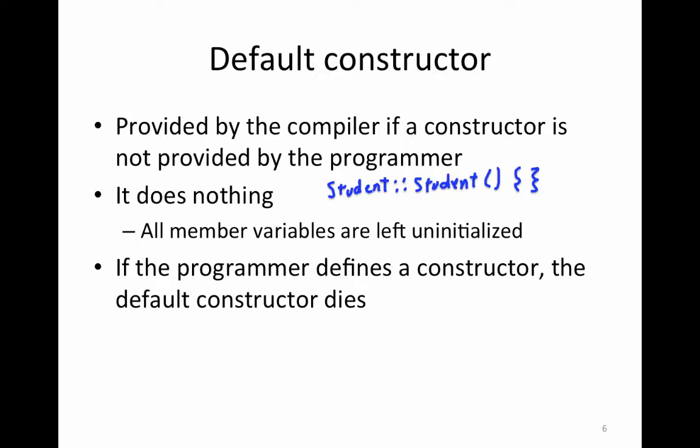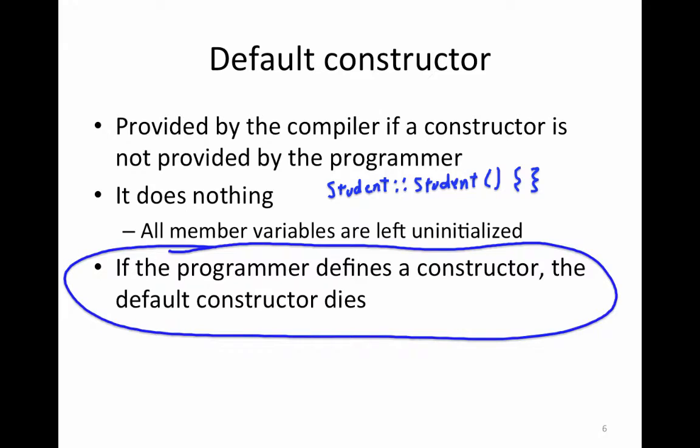Now, this point is critically important. As soon as the programmer defines a constructor, the default constructor dies. That is, the compiler is lazy. It only builds a constructor for you if you don't provide one. If you provide a constructor, it will not provide one for you. So if you're willing to build your own factories, it's more than happy to let you do so. Okay? It won't build anything for you if you already do the building.